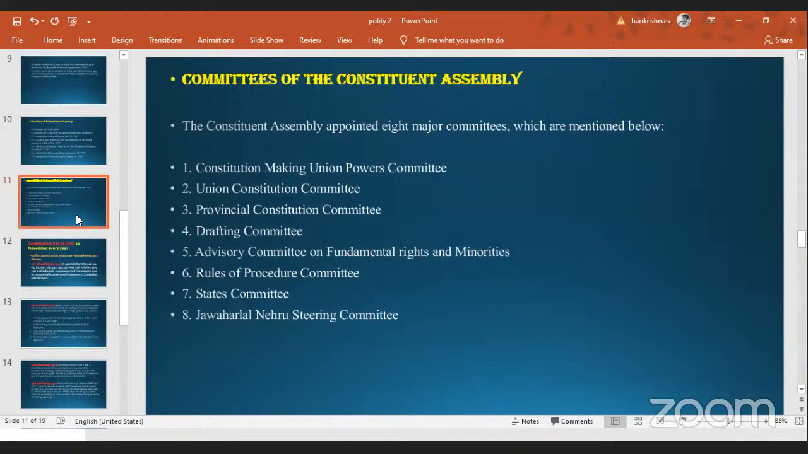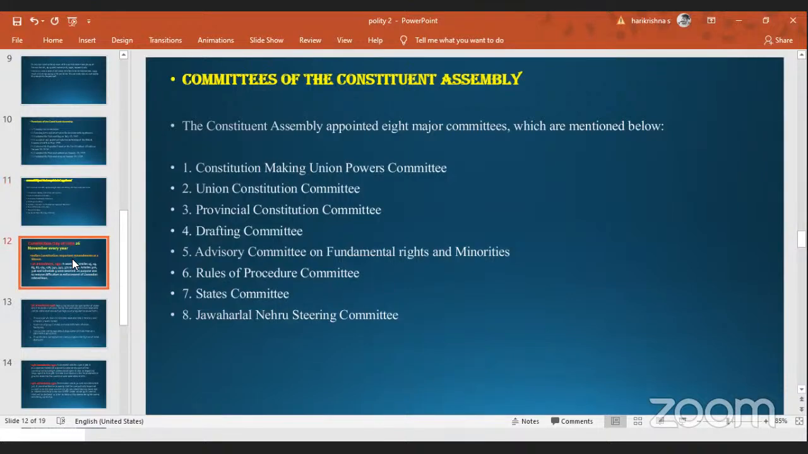Then the Advisory Committee on Fundamental Rights and Minorities, the Rules of Procedure Committee. Then the States Committee. Every committee is important for its own function, even though the Drafting Committee is more focused. Why? Because it drafts the constitution. That's why. Then the Jawaharlal Nehru Steering Committee. These are the 8 committees which come under the Constituent Assembly.